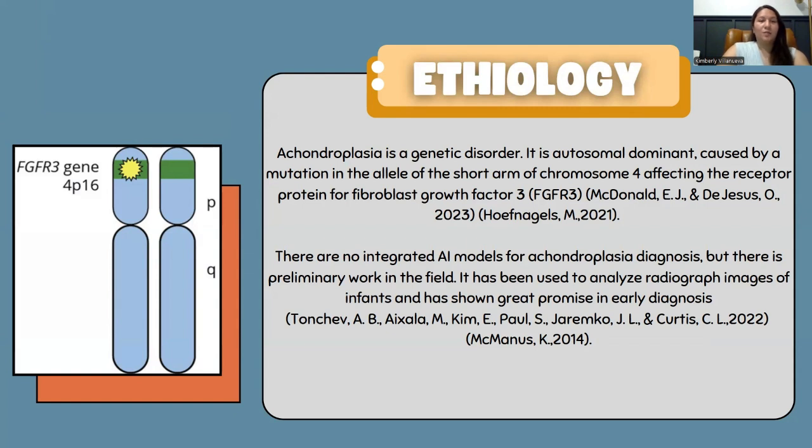Achondroplasia is passed down from parent to child, but in 80% of the cases, it is a result of spontaneous mutation. Currently, there are no integrated AI models for achondroplasia diagnosis, but there is preliminary work in the field. It has been used to analyze radiograph images of infants and has shown great promise in early diagnosis. Here I have an image representing chromosome 4 being affected on that short arm part, as well as that one specific part of the gene that is affected by the mutation.